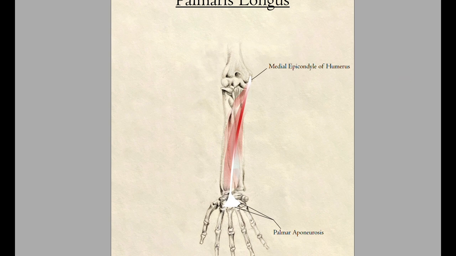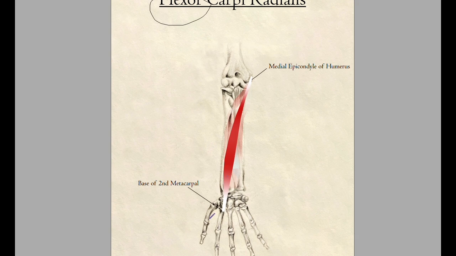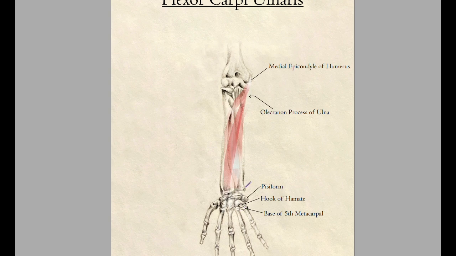Okay. Next, we have the Flexor Carpi Ulnaris. In contrast to the Flexor Carpi Radialis, which we saw over here attaching to the base of the second metacarpal, biased to the radial side, the Flexor Carpi Ulnaris is biased to the ulnar side, to the fifth digit. It attaches to the medial epicondyle of the humerus along with the rest of the superficial flexors. But since it's all the way out on the ulnar side, with other muscles pushing it off to the side, it also attaches to the olecranon process of the ulna.